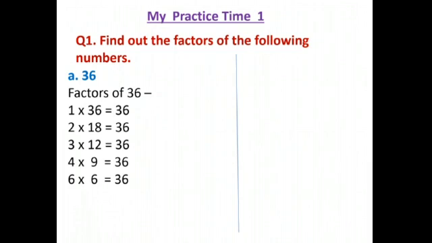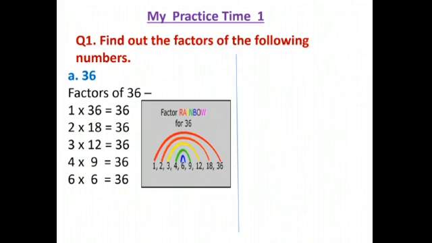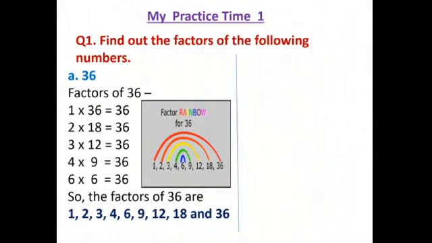So these numbers are the factors here: 1, 2, 3, 4, 6, 9, 12, 18, 36. This 6 we will not write twice. Two times we cannot write. We are writing here 6. So after 6 we will write 9, 12, 18 and 36. So the factors of 36 are 1, 2, 3, 4, 6, 9, 12, 18 and 36.